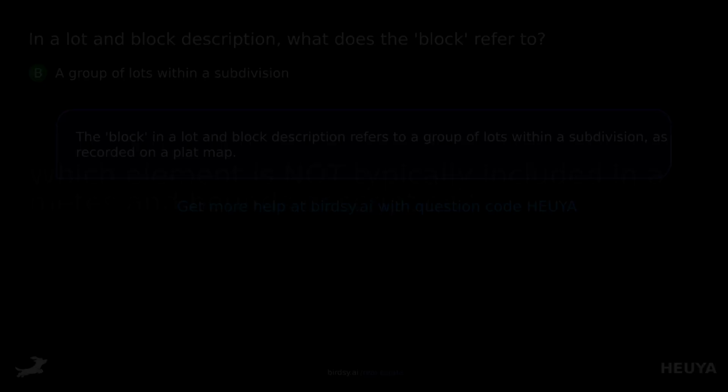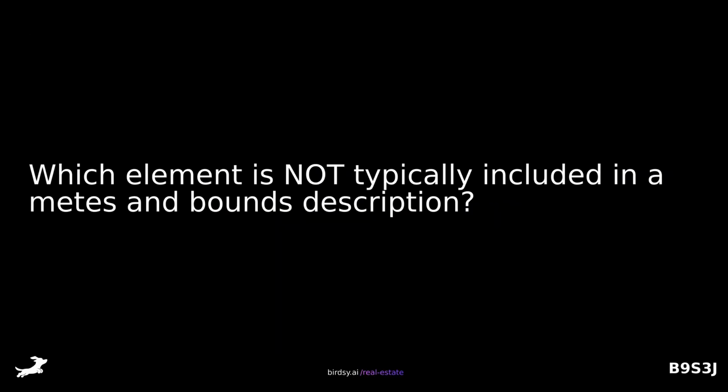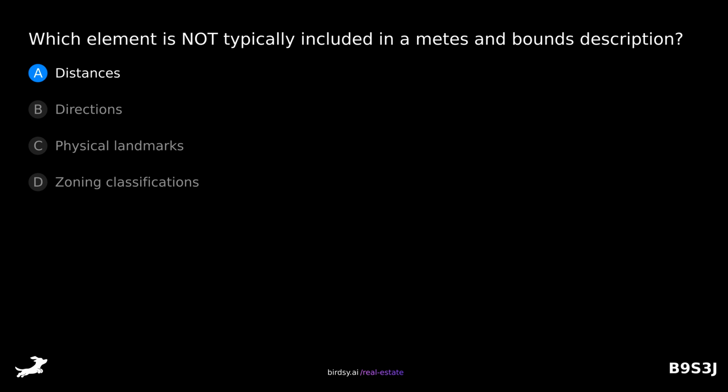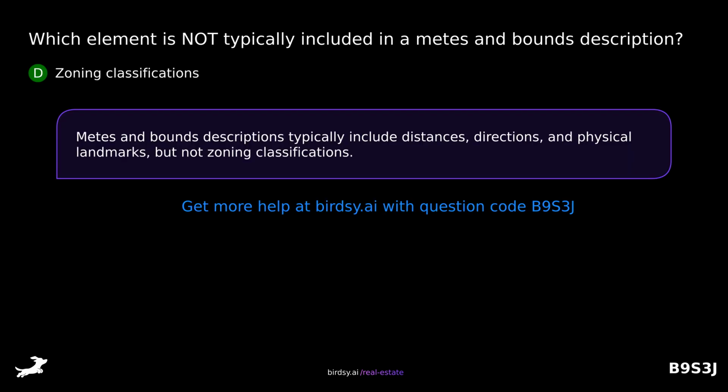a plat map. Which element is not typically included in a metes and bounds description? Is it A, distances? B, directions? C, physical landmarks? Or D, zoning classifications? The answer is D, zoning classifications. Metes and bounds descriptions typically include distances, directions, and physical landmarks, but not zoning classifications.